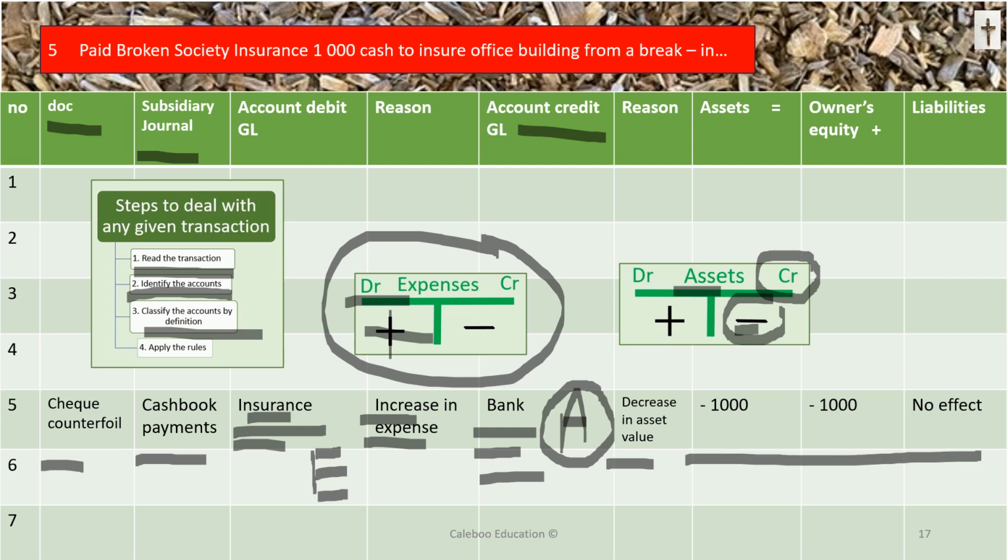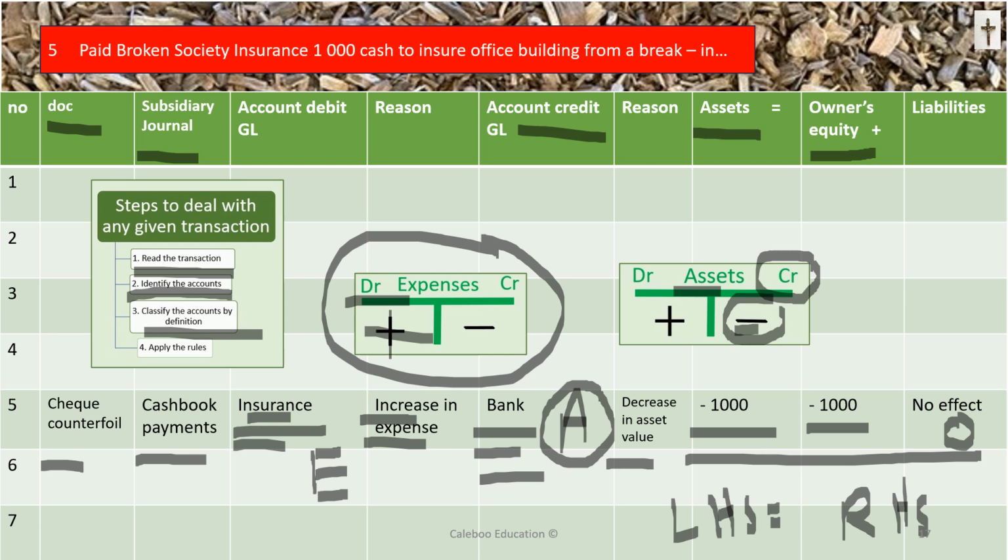And the effect on the accounting equation, minus 1,000 under assets. An increase in expense results in minus 1,000 under owner's equity, and there's no liabilities involved. And the left-hand side is equal to the right-hand side. Remember, I'm going to summarize all these transactions on the table at the end of this video. But now we've dealt with paid for insurance to Broken Society Insurance, 1,000 cash, wrote out a check.